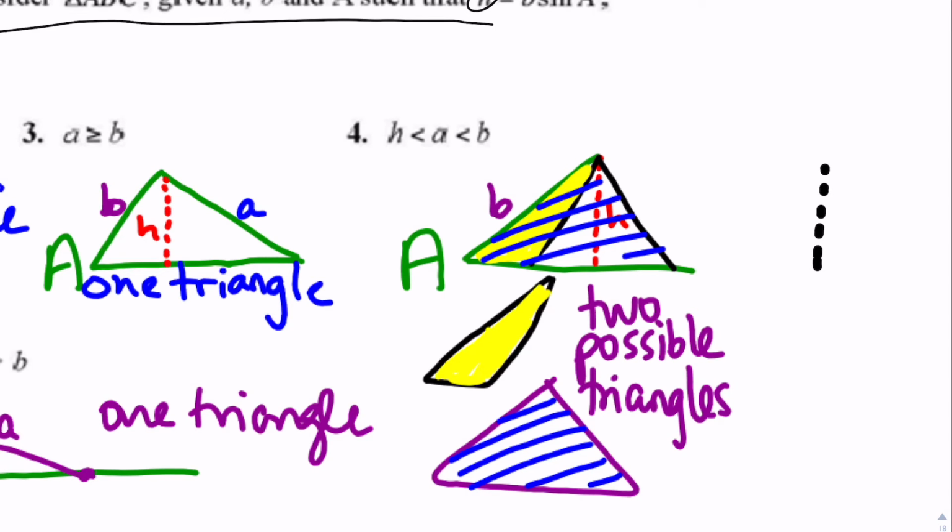If that's your H, and this is your B, well, A can either be here or here, forming two separate triangles. The big one or the little one that's in between. So two possible triangles. You can see here with the yellow and the blue.